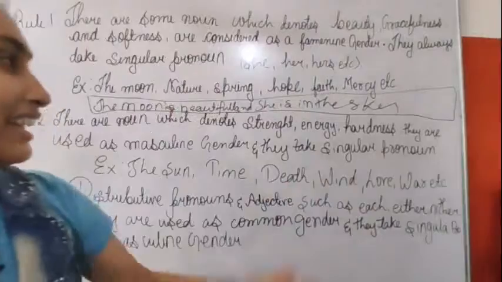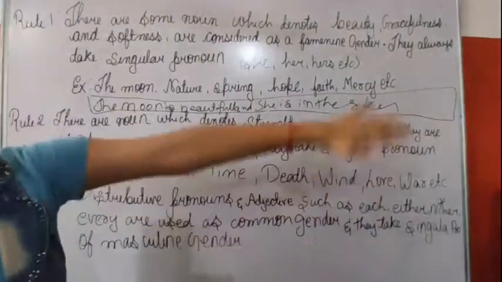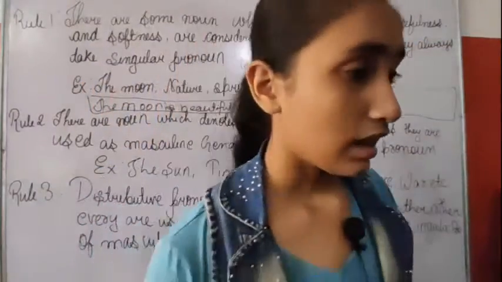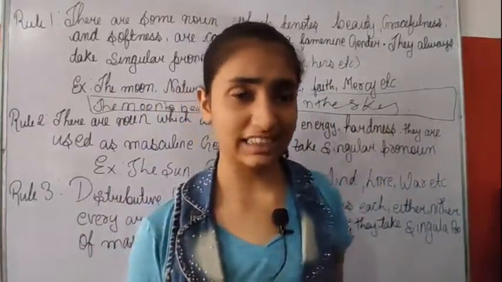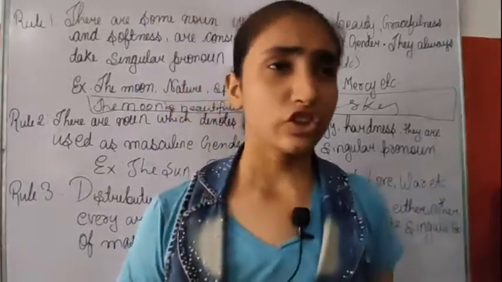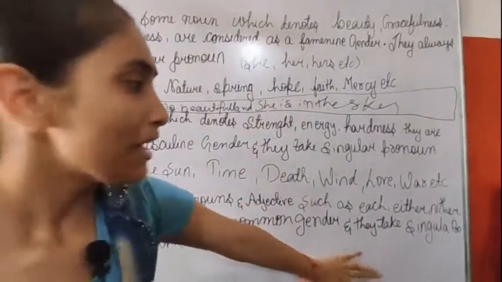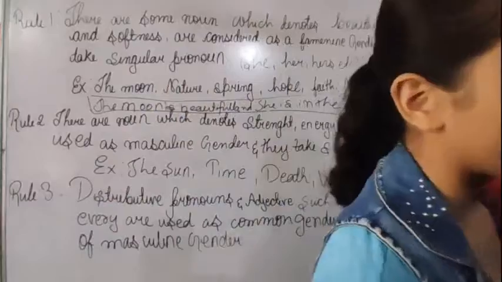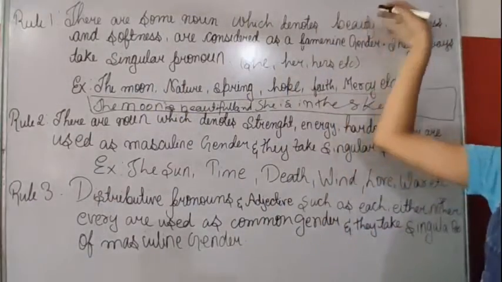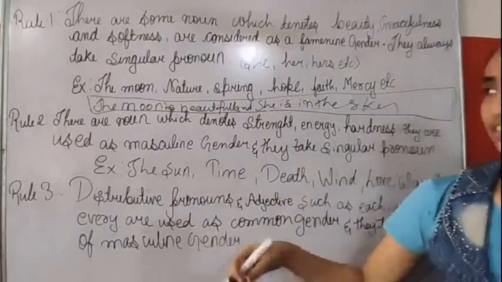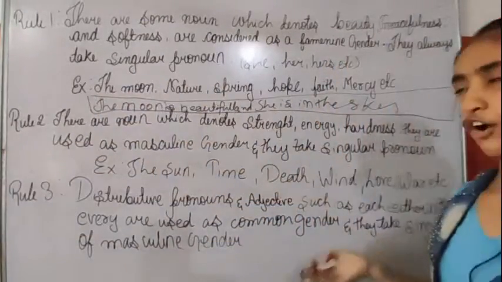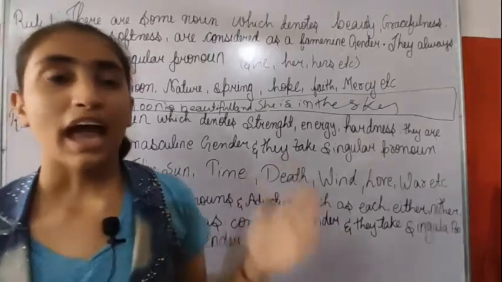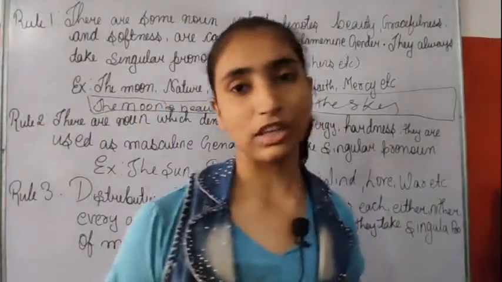So now I hope all your doubts related to this particular sentence are clear. I can understand your confusion in converting words into sentences, because many children get confused and ask me, ma'am, can you tell me a very easy way to convert this into a sentence, and how can I identify the nouns that denote beauty, gracefulness, and softness? So I told them that the moon, nature, spring, hope, faith, and mercy, all these words denote beauty and gracefulness. So they got their doubt cleared.